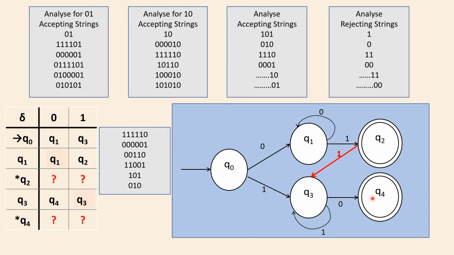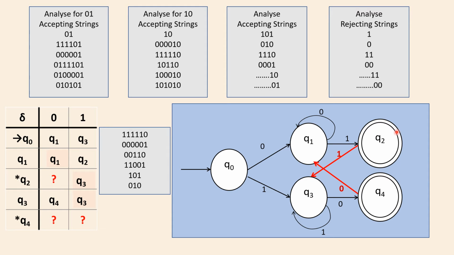Now if I have 1, 1, 0, 0, 1. So the first 1 moves from Q0 to Q3 and the second 1 gets looped in Q3 and 0 moves to Q4. It is ending with 0, 1. So now I have to give that 0 to Q1. So that 0 is moving from Q4 to Q1 and it is going to Q2, that is ending with 0, 1.